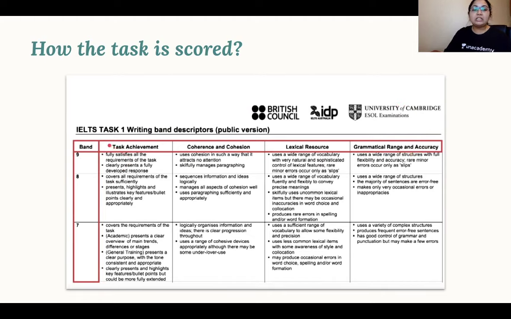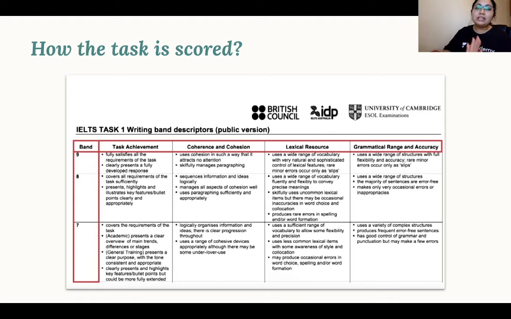But now, when task achievement is asked, as simple as you have to understand if the task that you're writing satisfies all the required components in the task. If they're asking you to write a letter, are you writing whatever is asked in the letter? If they have given you 4 different points, is it all covered? Are you able to present the response clearly? Is it a fully developed response, or have you developed it partially? Have you covered all the requirements?